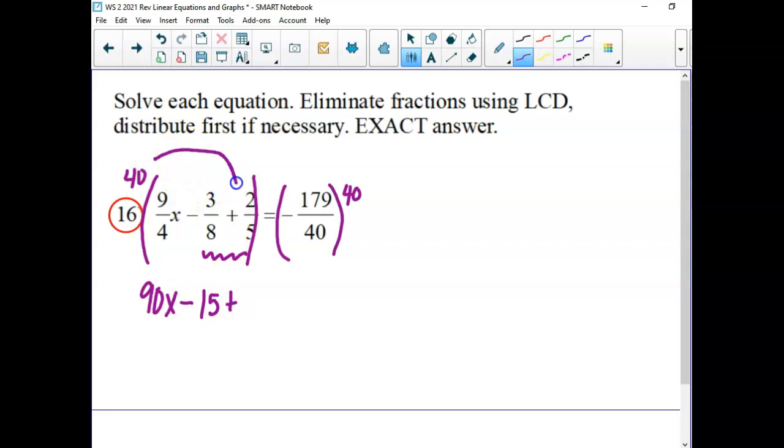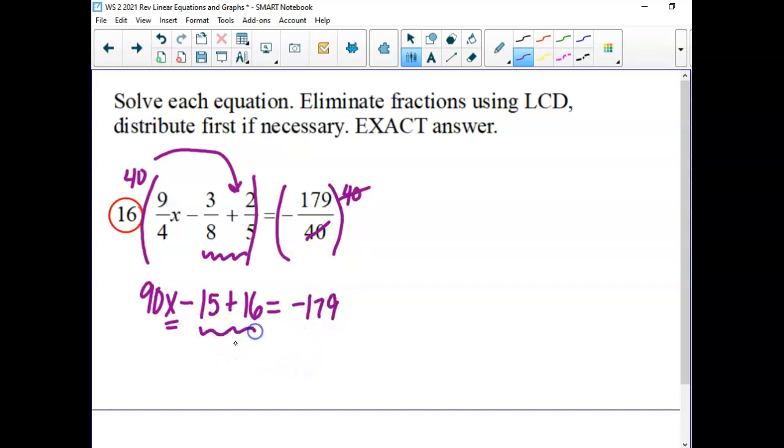And then 40 times 2 divided by 5 back here. Oh, by the way, I think I forgot to mention, you didn't lose the X, did you? Because that's my big mistake. I lose those X's all the time. So then 90 should have an X. All right, back here it was 40 times 2 divided by 5 was 16. And over on this side, negative 179 over 40 times 40, these are just going to divide out and we get negative 179.